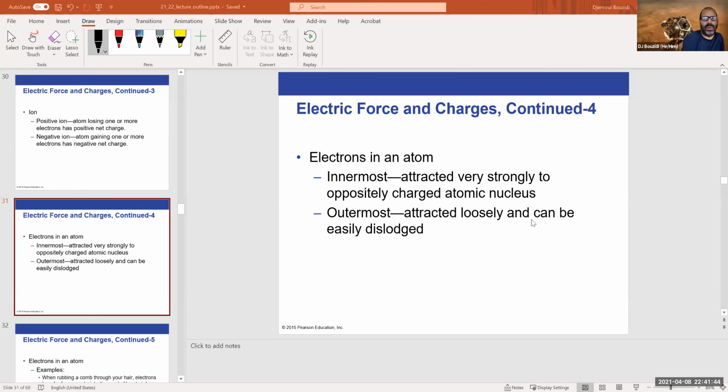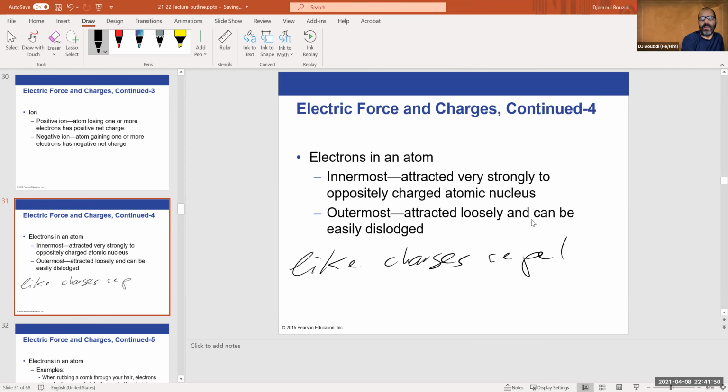So one of them, item 1, is like charges repel, and unlike ones attract.